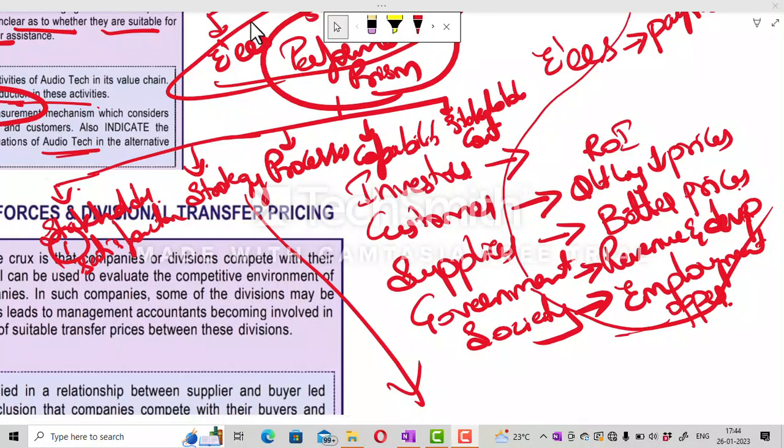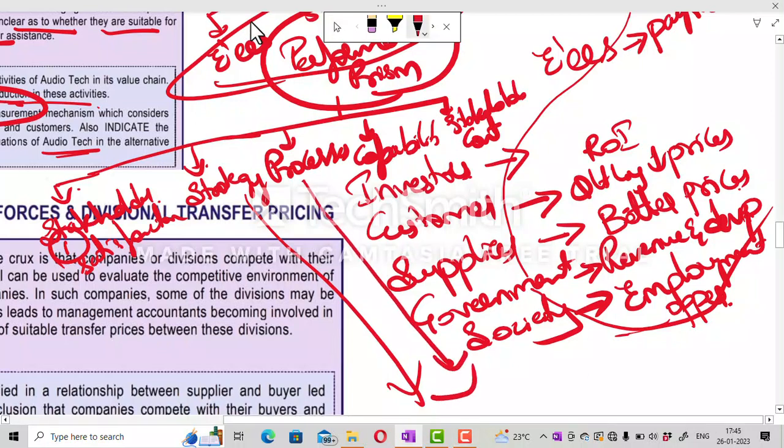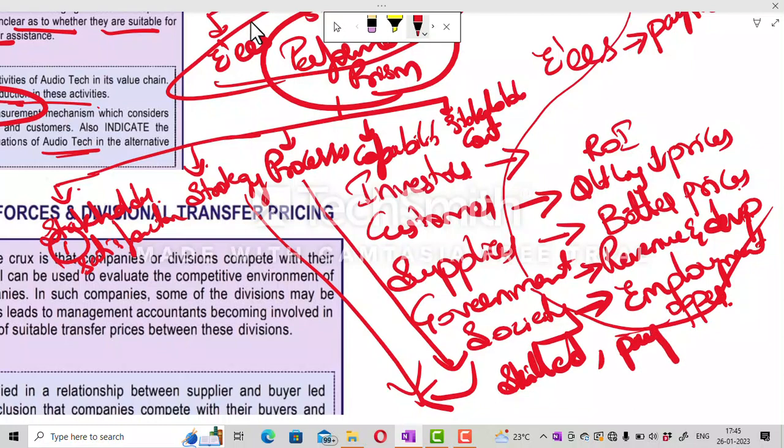Coming to the processes, it is nothing but what we should do in order to achieve these strategies. Like, we need to recruit skilled personnel, and we should give them a transparent pay structure. We need to provide them good working conditions. Skilled workers, a proper pay structure, and working conditions we need to provide in order to satisfy all these stakeholders.